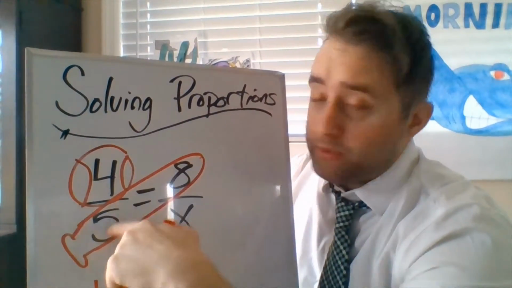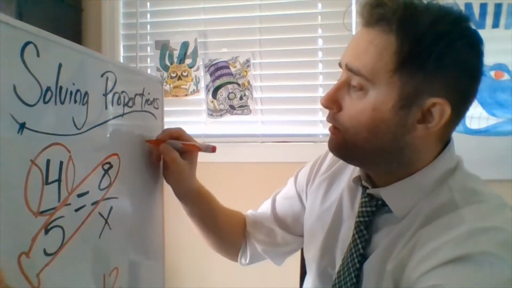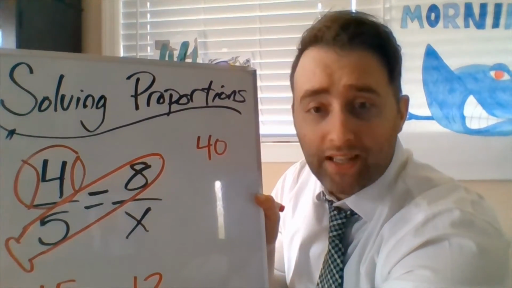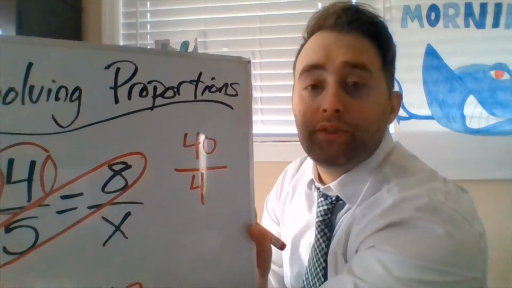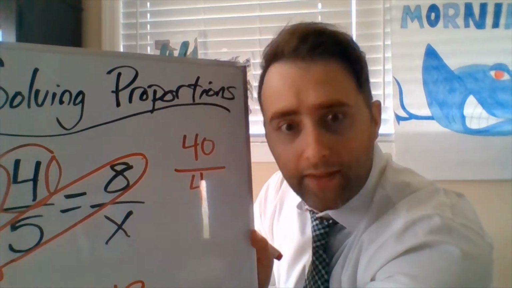So, in order to solve this, multiply across. 8 times 5 is 40. Very good. So we get 40. Now, divide by what's left. What's left? Our number 4. So, 40 divided by 4. What is that? 10. Very good. So that equals 10.